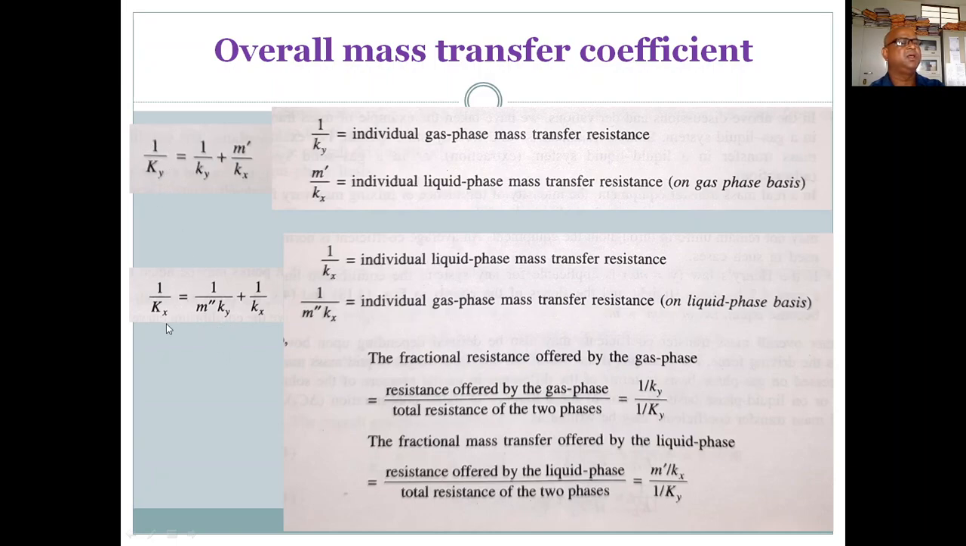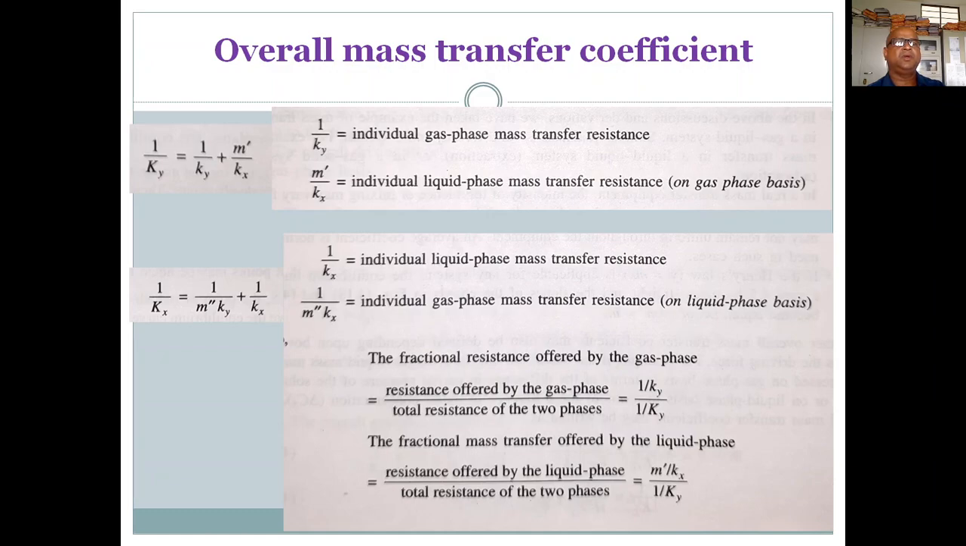Similarly, if you calculate 1 by capital Kx, that is the overall mass transfer coefficient based on liquid phase basis, then 1 by m double dash ky plus 1 by kx. So this is the total. 1 by Kx is the total overall mass transfer resistance, this will be the individual liquid phase mass transfer resistance, and this part will be the individual gas phase mass transfer resistance on liquid phase basis.